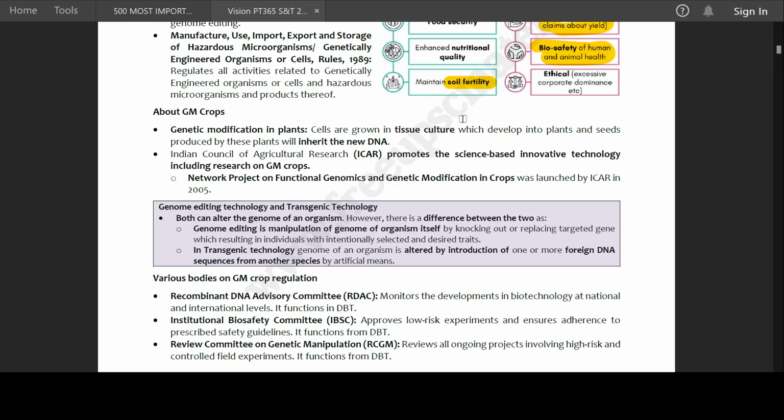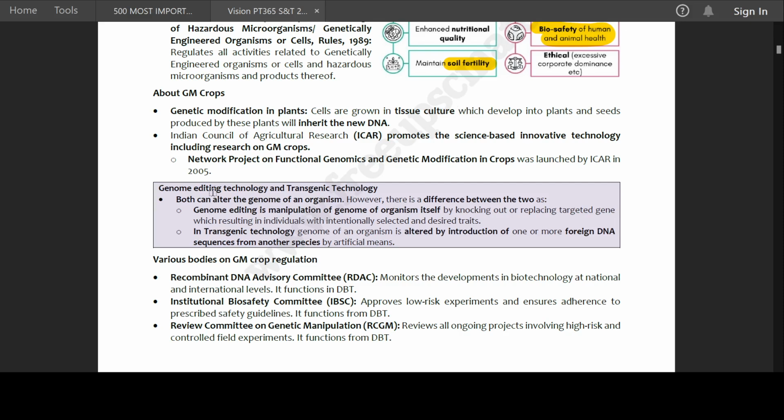Genome editing technology and transgenic technology both can alter the genome of an organism. So genome editing, which we have seen earlier, and also transgenic technology, both can alter the genome of an organism. However, there is a difference. Genome editing is a manipulation of the genome of the organism itself. But in transgenic technologies, the genome of an organism is altered by introduction of one or more foreign DNA sequences from another species by artificial means. That is the difference.